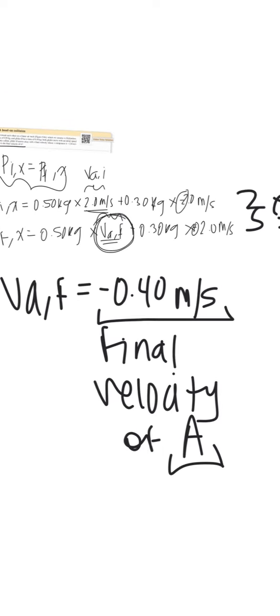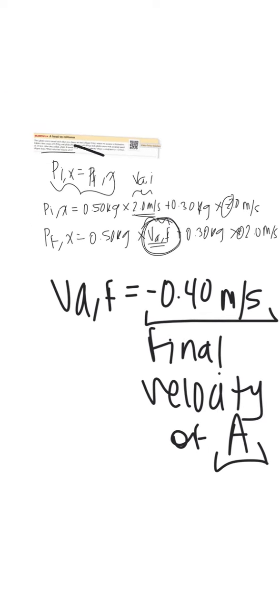And we were able to solve this, remember, because we know that PIX is equal to PFX. So the initial momentum in the x direction is equal to the final momentum in the x direction. By setting these two equations that we found equal to each other, we were able to solve for VAF, which was the unknown.